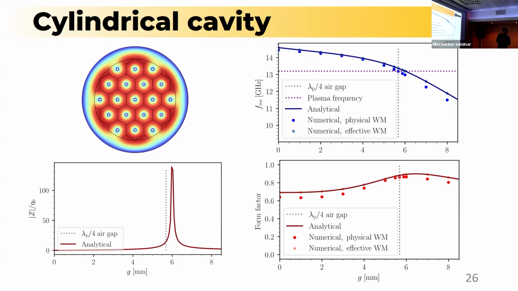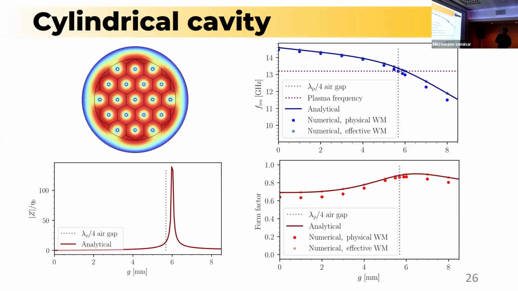Jim, can I ask a question? Why are the results of the numerical modeling of the form factor for physical wire media corresponding very well in the region near λ/4 compared to other cases? In the case of G equal to 2 or 4, the shift between the analytical and the numerical for physical wire media is much bigger than in the case of G equal to λ/4.